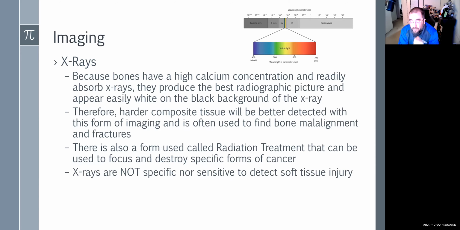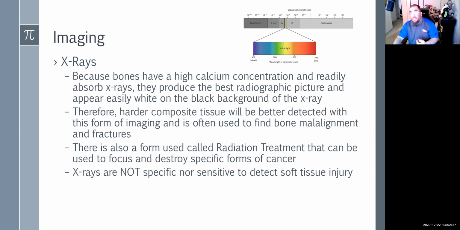There's also a form called radiation treatment we use in the treatment of cancer. We're not going to specifically get into that, but they use focused X-ray beams to target and destroy very specific forms of cancer, right? X-rays themselves are not specific nor sensitive to detect soft tissue injury, meaning if you have an ACL tear, an X-ray is really not going to tell us much.